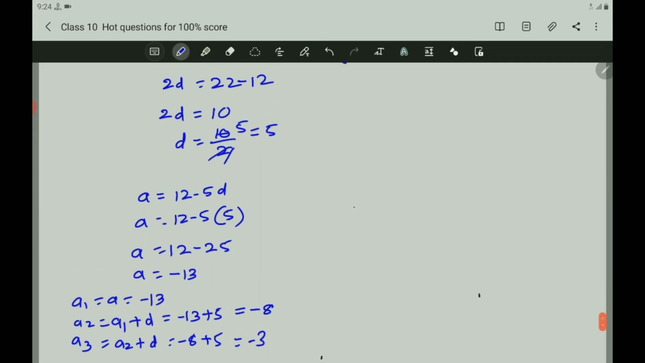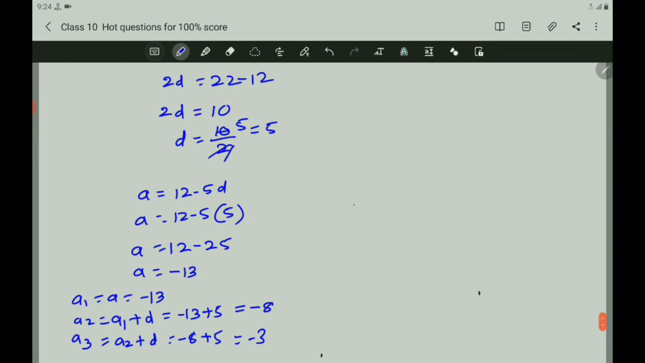So which are the first three terms? Minus 13, minus 8, minus 3. Therefore, the first three terms are minus 13, minus 8, minus 3.